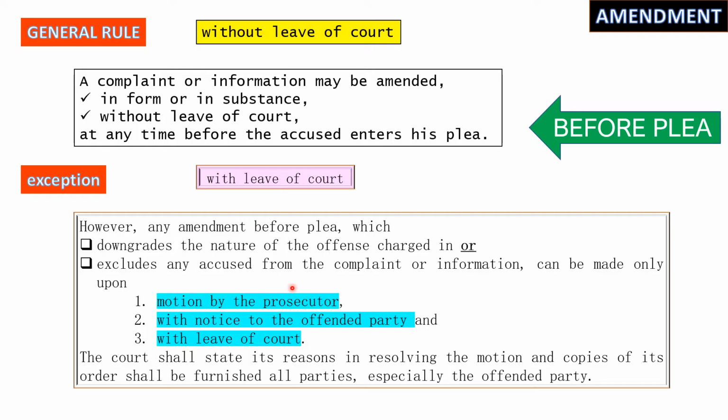The requirement of the rules is there must be a motion filed by the prosecutor, then you have to notify the offended party, and then you have to file leave of court. The court shall state its reasons in resolving the motion, and copies of its order shall be furnished all parties, especially the offended party. Take note of this ha, very important. This is a bar topic.